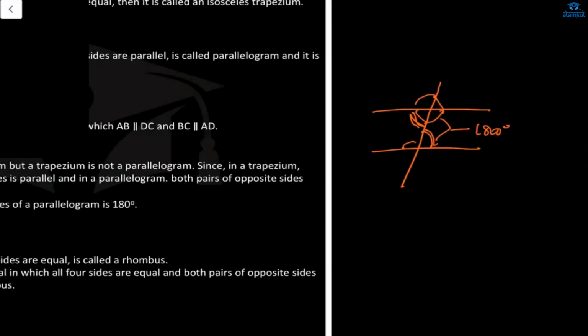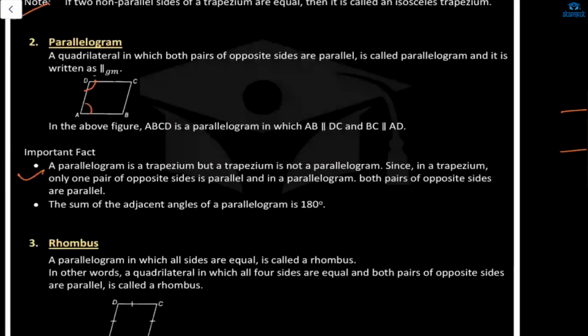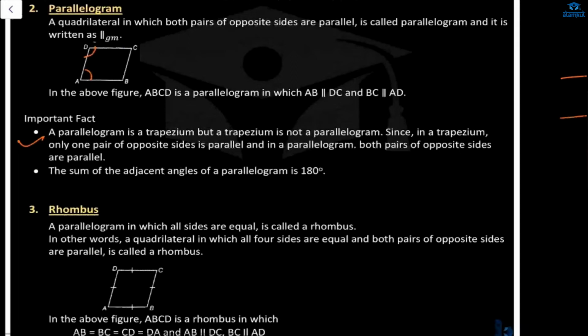So from there only you can see AB and DC are parallel. Both are parallel or not? Yes, both are parallel, and AD you can treat as a transversal. Therefore the sum of angle A and angle D will be 180. Similarly for all the angles. For B, angle B and angle D sum will be 180 degree. Angle D and angle C will be 180 degree, because opposite sides are parallel. Now, sum of adjacent angles of a parallelogram is 180 degree.